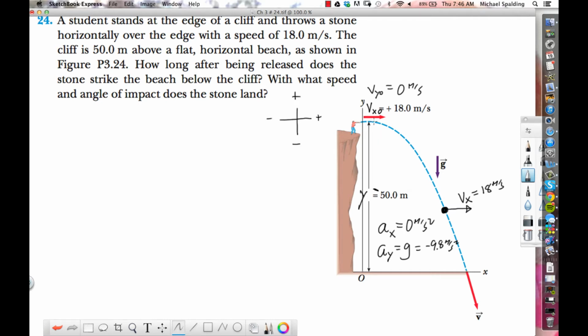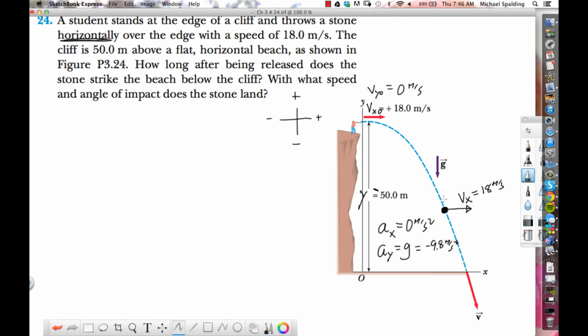This initial velocity, they tell us in the problem that the stone is thrown how? Horizontally, which means the initial velocity is perfectly in the x direction. If the initial velocity is perfectly in the x direction, what is the initial y velocity? 0. Okay, so what else did we say?